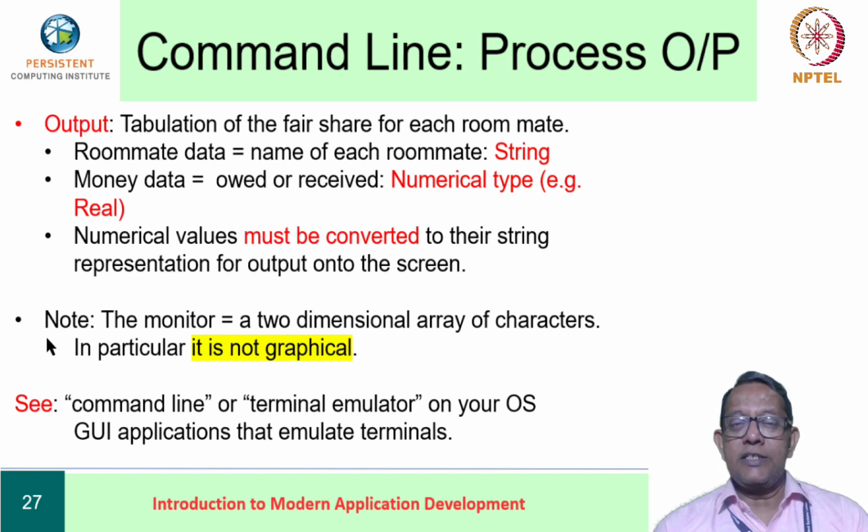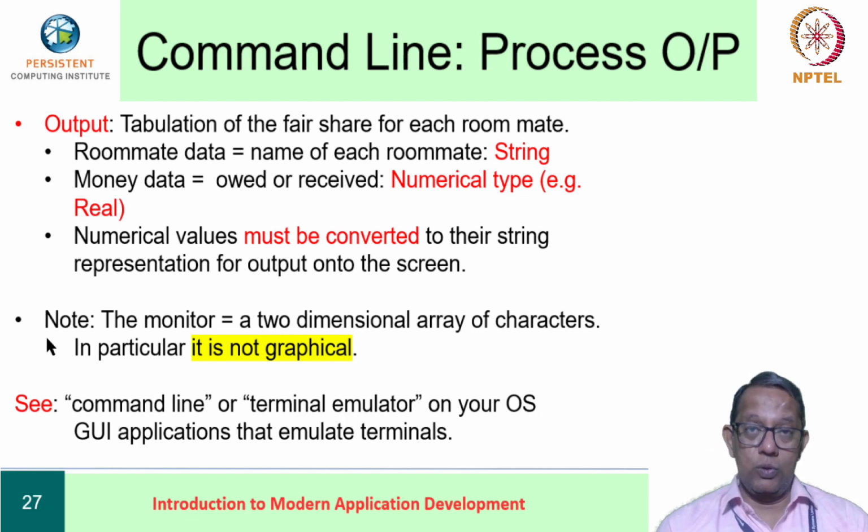Recall that the output is just the tabulation of the fair share for each roommate. The roommate data, that is, the name of each roommate, is just a string. The money data, whether it is owed or received, is a numerical type, typically a real number, which languages like C, C++, or Java would call a floating point. Note that numerical values must be converted to their string form for output on the screen.